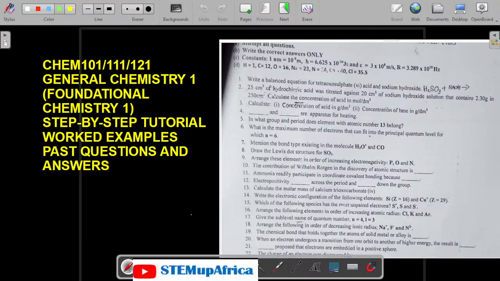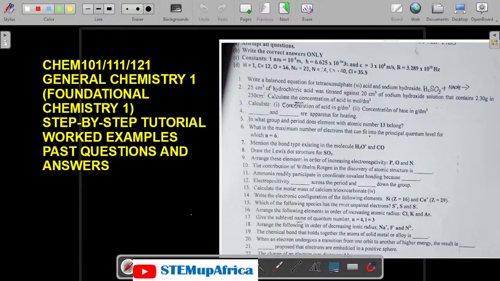So the question says we should calculate the concentration in grams per dm cube of the acid and the concentration in grams per dm cube of the base. So please, there are two things you need to know. There are two types of concentration. We have molar concentration and we have mass concentration. The molar concentration is measured in mole per dm cube, while the mass concentration is measured in grams per dm cube.